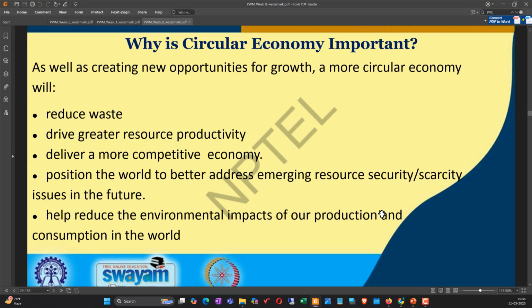So why is the circular economy important? Because it will reduce waste, drive greater resource productivity, and deliver a more competitive economy, and it will position the world to better address emerging resource scarcity and security issues in the future. Then it will help reduce the environmental impacts of our production and consumption in the world, right? So that is the one thing that has to be thoroughly sorted, right?